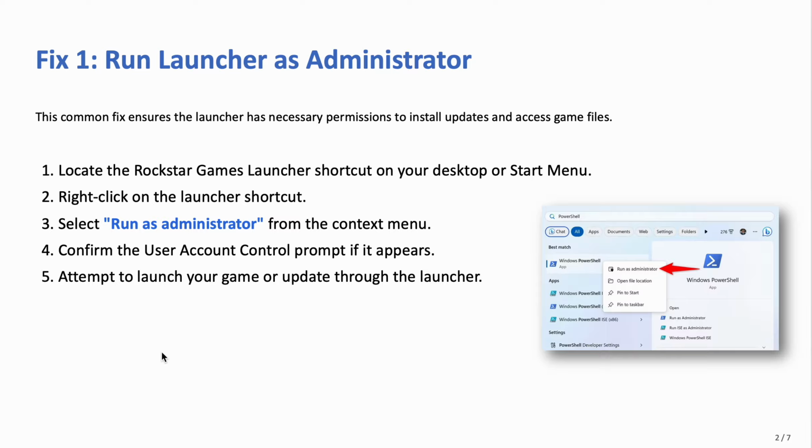First of all, run the launcher as the administrator. So guys, locate the Rockstar launcher game shortcut on your desktop or startup menu, right click on the launcher shortcut and click the option of run as the administrator. Then confirm the user control prompts if they appear, and attempt to launch your game again or update through the launcher.